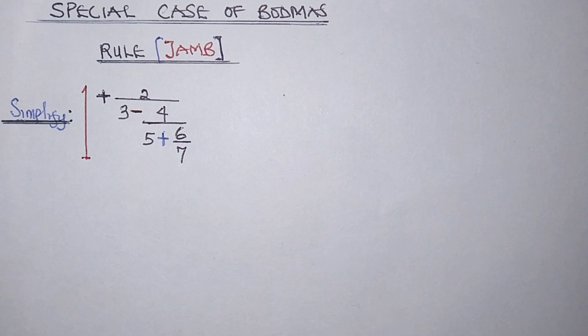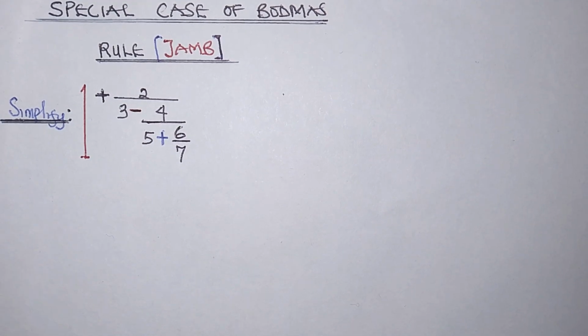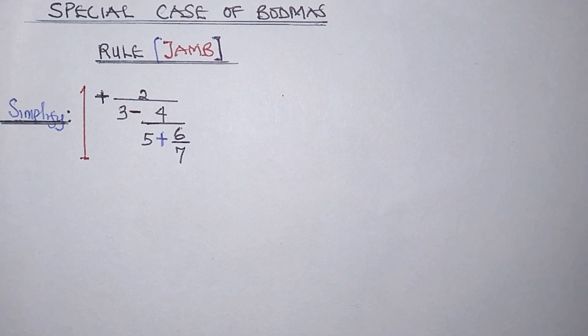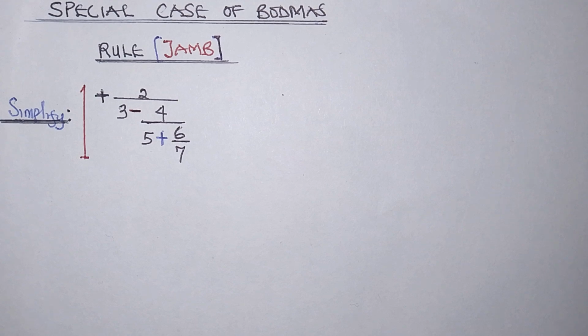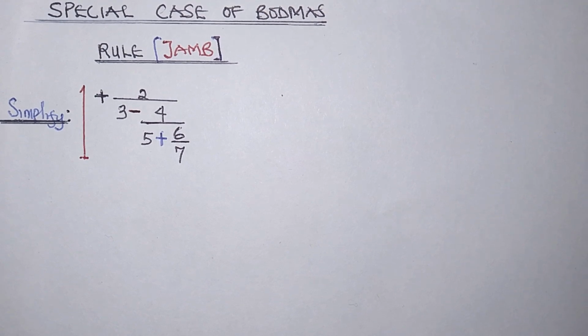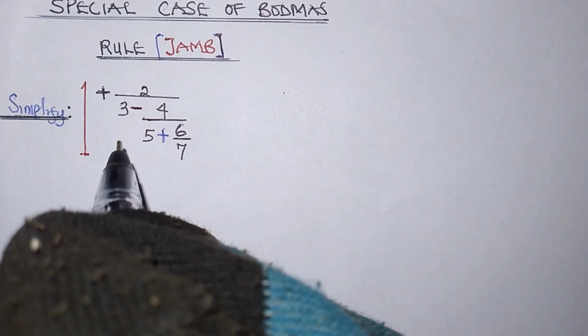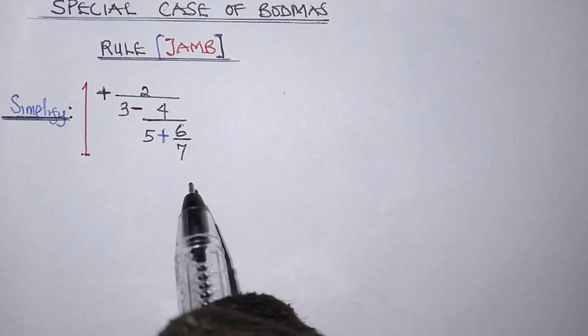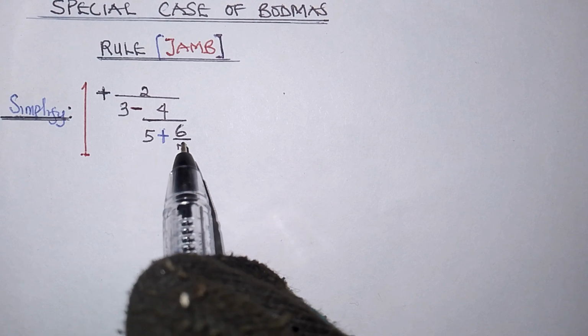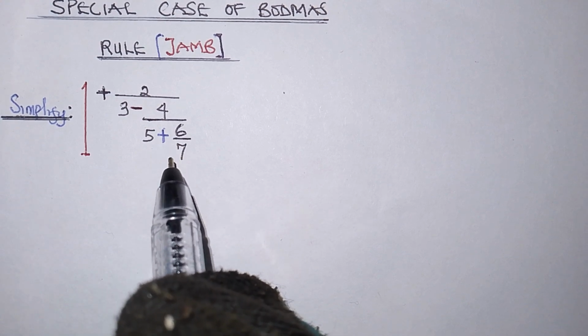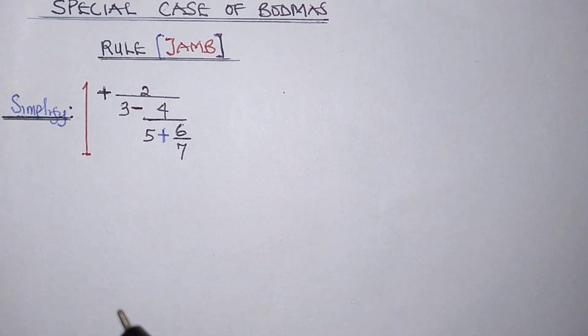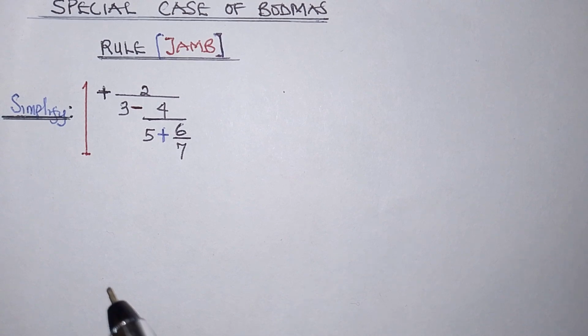Let's solve this lovely fractional problem here, a special case involving the application of the BODMAS rule. So, we are going to solve this fractional problem. Take note, we have 1 plus 2 divided by 3 minus 4 all over 5 plus 6 over 7. So we are going to simplify this fractional problem here.